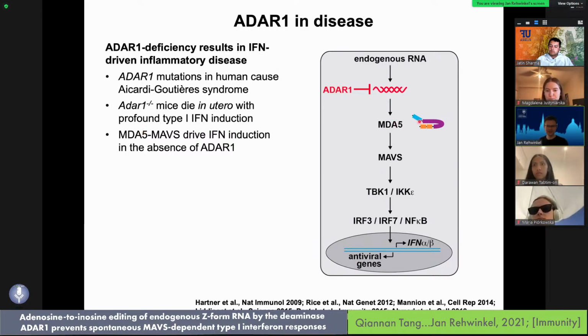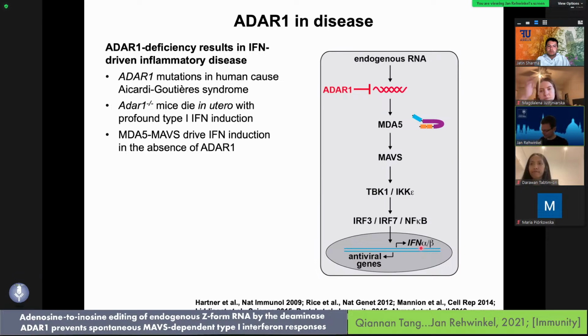And so this leads to this model shown here on the right, where some form of endogenous RNA needs to be edited by ADAR1. And if that doesn't happen, then this RNA activates MDA5, which then triggers MAVS, and that activates a downstream signaling pathway involving kinases such as TBK1 and transcription factors such as IRF3. And then you get expression of interferons and antiviral genes.